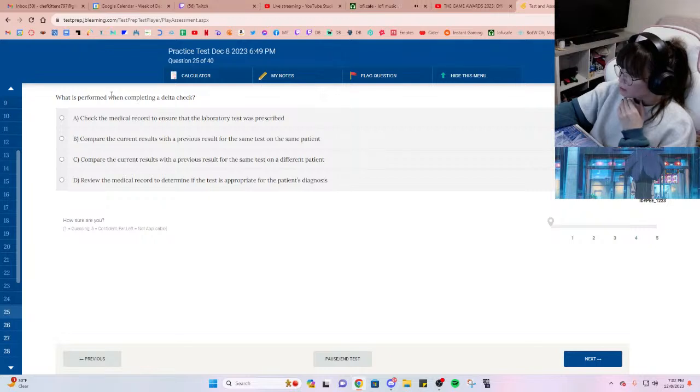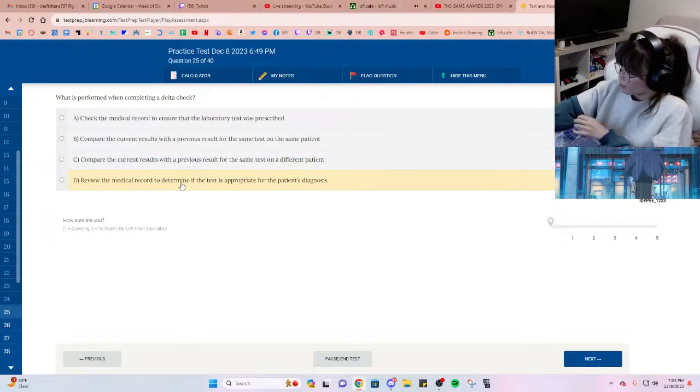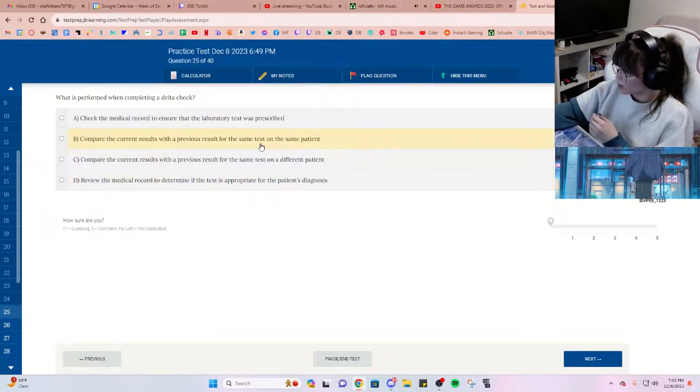What is performed when completing a delta check? Check the medical record to ensure that the laboratory test was prescribed. Compare the current results with a previous result from the same test on the same patient. Compare the current results with a previous result of the same test on a different patient. Review the medical record to determine if the test is appropriate for the patient's diagnosis. I think it's to compare the current results to the previous results of the same test on the same patient.